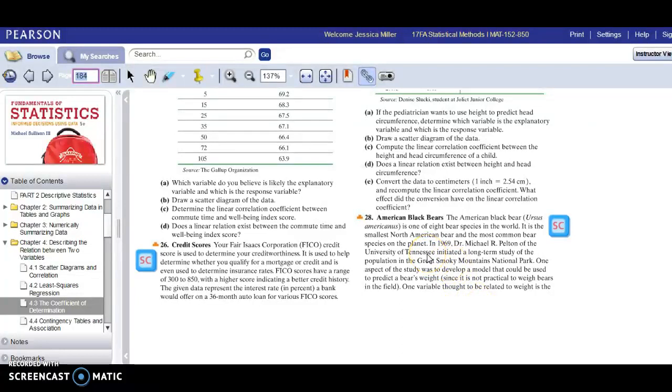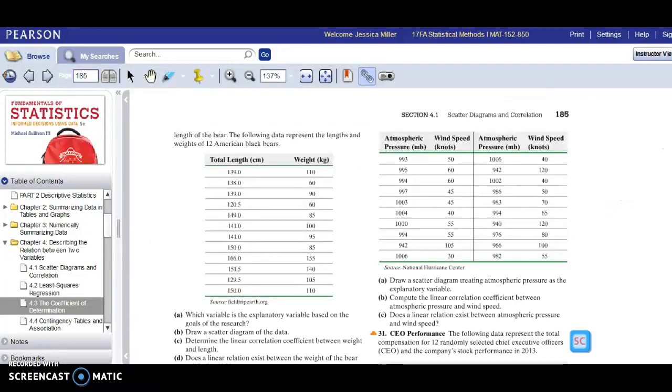The context for this problem is we have a researcher wanting to develop a model to predict a bear's weight. So we can't go out and weigh a bear when we see it, but if we could estimate its length using a tool and then use the length to predict the weight, we would be in pretty good shape. So this is exactly what the researcher did. Could we use other things to predict the weight? Maybe, but this might be the most natural or really kind of our best option.